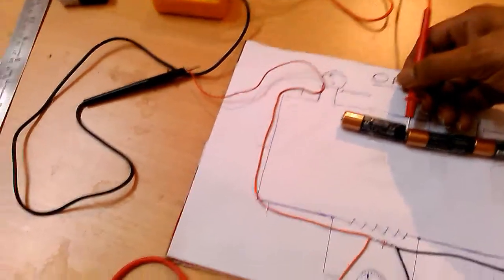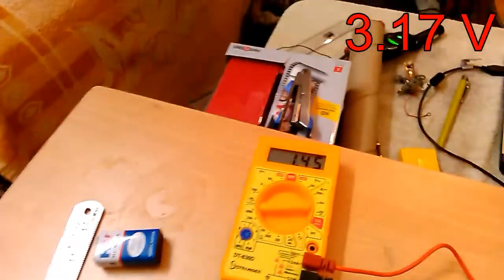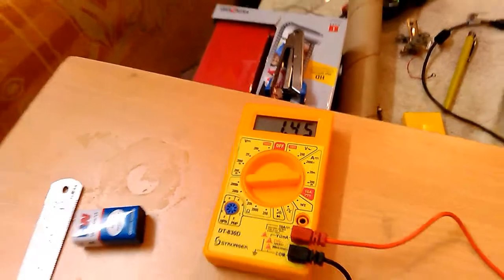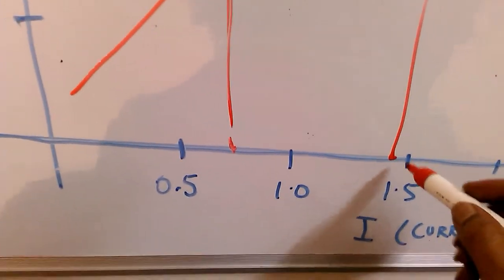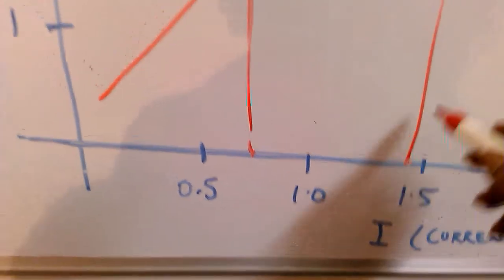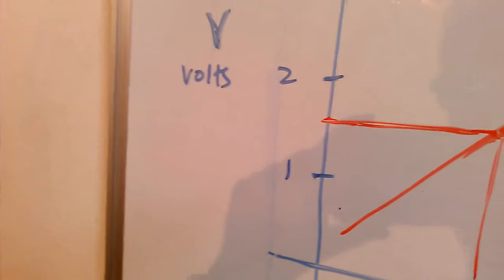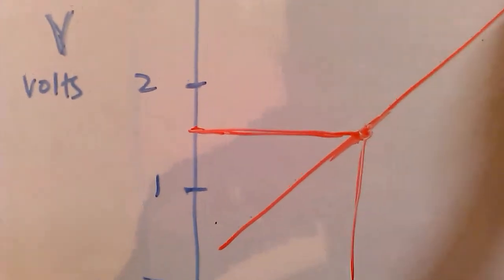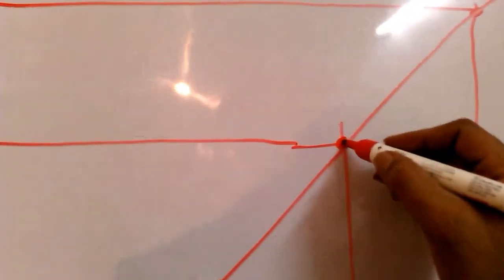Okay, so we'll increase the voltage to two batteries and see. It is measuring 3.17 volts and it is measuring 1.45. So we will record this again here. So 1.45 is somewhere here, and the 3.17 volts is somewhere here. So I have identified one more point here.